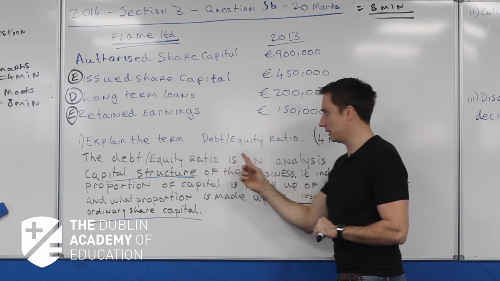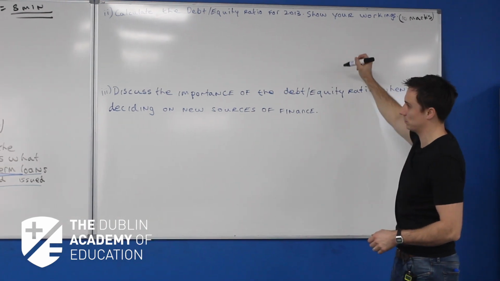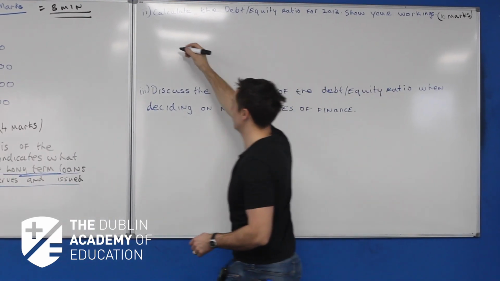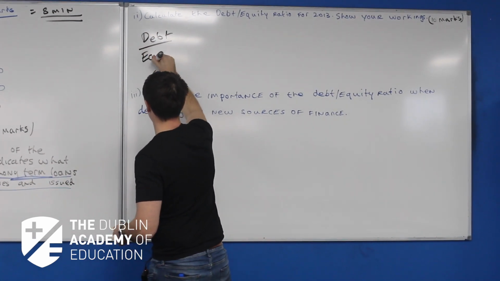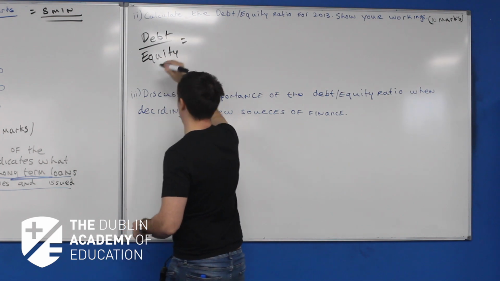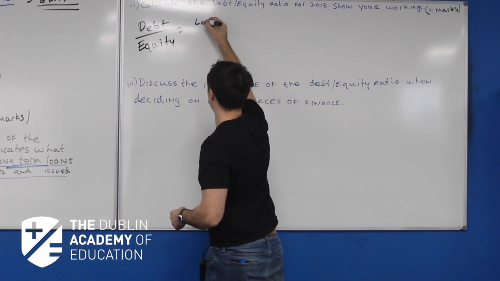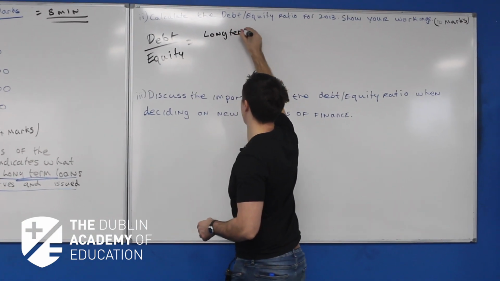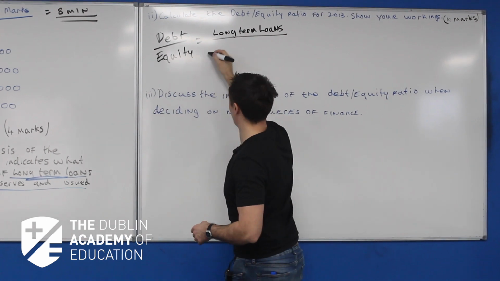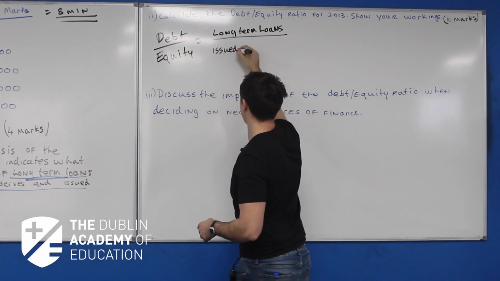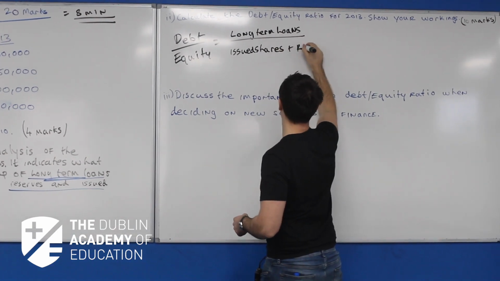Next part then is the calculations. Next part I have to do here is calculate this and show my workings, which is worth 10 marks. So the first thing I'd always do is put down the formula. The formula here is going to be debt over equity. Now I must spot what they are. My debt in this case is going to be my long-term loans. And my equity is going to be my issued shares and my retained earnings.